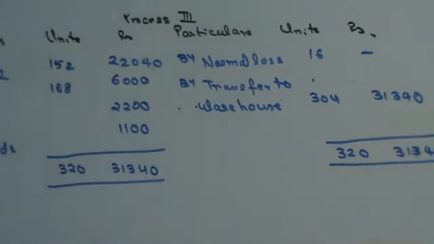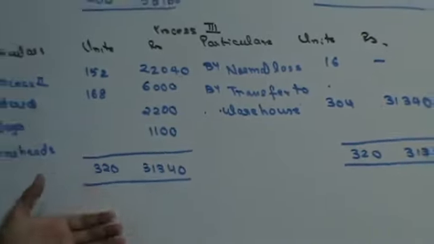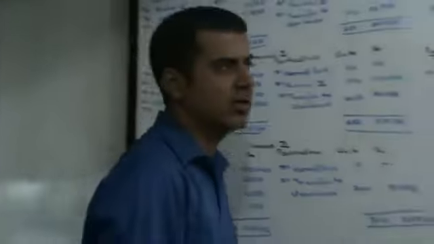They haven't asked you abnormal loss, abnormal gain, or costing P&L or normal loss, so that finishes your sum. These were the only 3 accounts they had asked you.